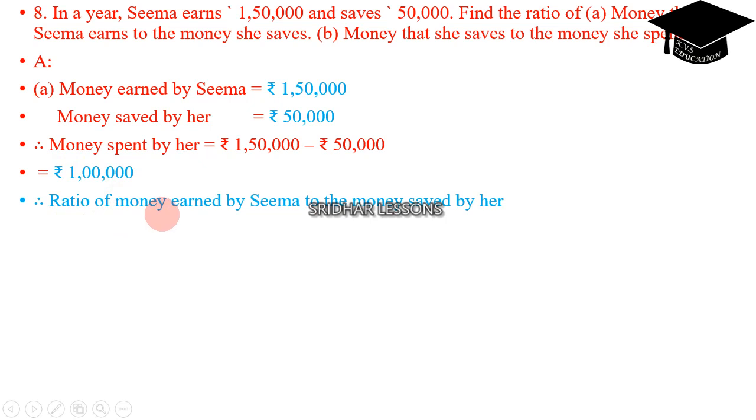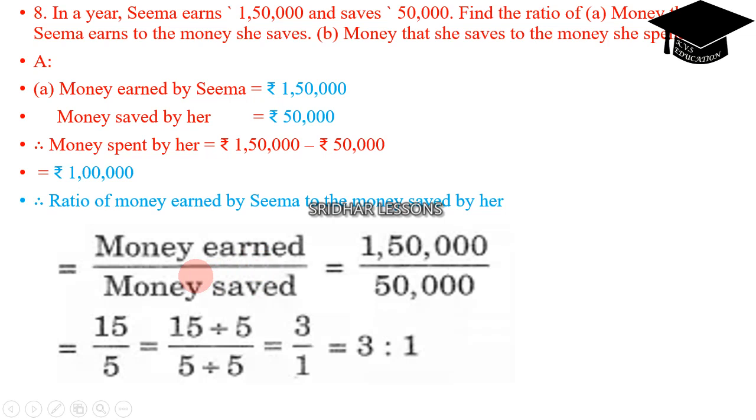So the ratio of money earned by Seema to the money saved by her is equal to 1,50,000 by 50,000. That is 15 by 5. If you cancel all the zeros, 4 zeros with 4 zeros, and 5 cancels 15, 3 times, so 3 by 1, this is equal to 3 is to 1. This is the answer for question A. Money that Seema earns to money she saves. Next one is question number B, money that she saves to the money she spends.